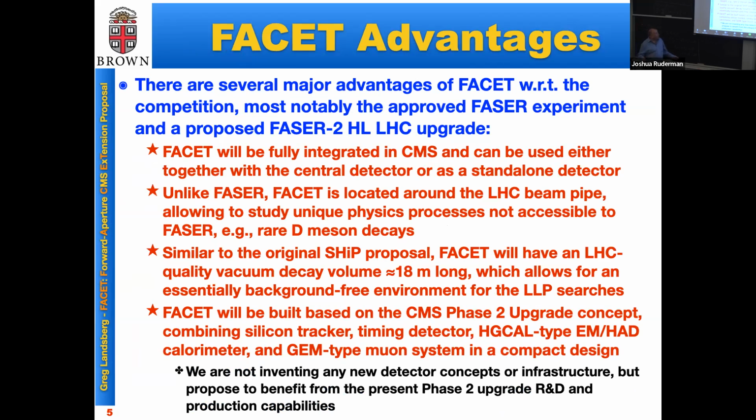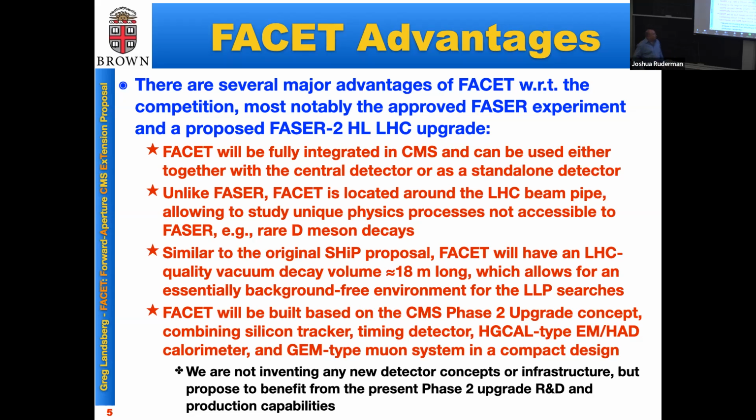So there are several major advantages of FACET with respect to the competition, most notably the approved FASER experiment and the proposal of FASER 2. So most of my comparison will be against FASER and FASER 2. Actually FASER 2, because FASER is not really a competition time-wise or sensitivity-wise. And FACET will be fully integrated in CMS and can be used together with the central detector if you have some good idea of something produced centrally and forward. I can give you one example of that physics.